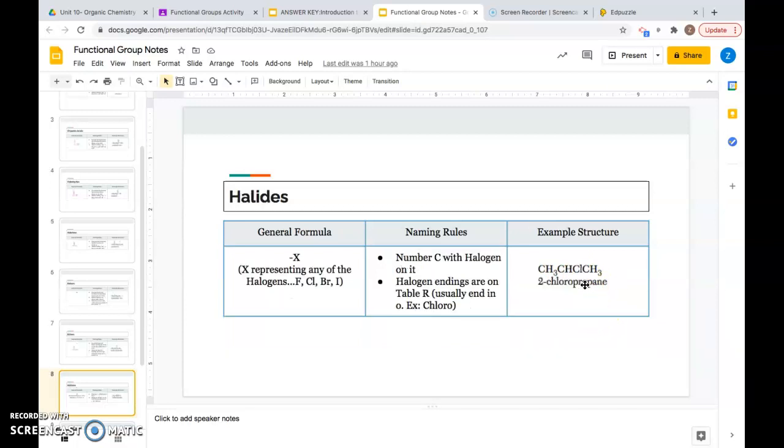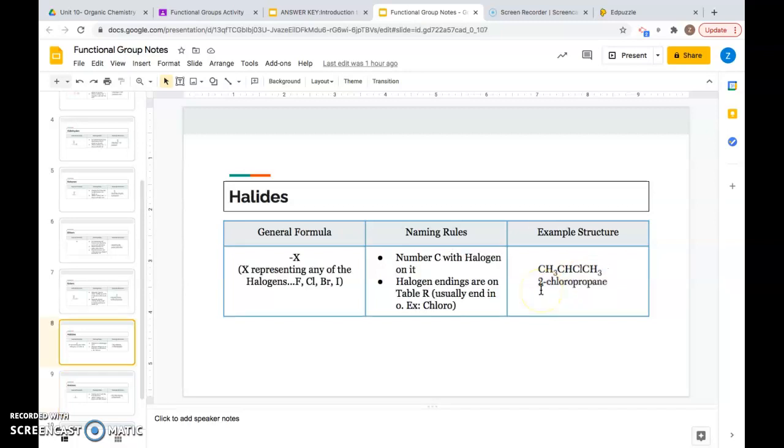Next we have halides. These are just halogens found somewhere in our compound. We do need to number the carbon that has the halogen on it. And then the rules for naming these, the name of the halogen goes in front and we change the ending to an o. All of these names are on table R. We have fluorine that goes to fluoro, chlorine, chloro, bromine, bromo, iodine, what is that? I forget what iodine is, but it's on there.